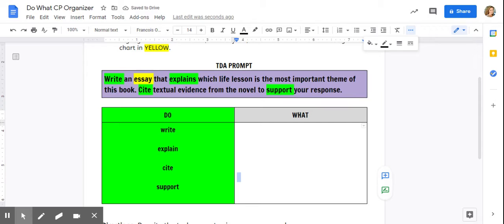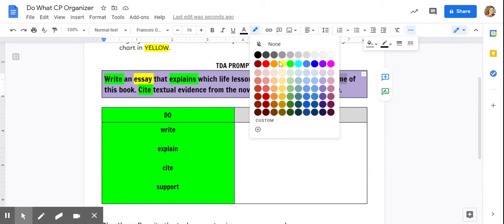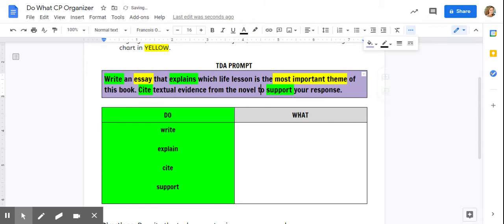Okay. Then we have the verb explains. Explains what? What are we going to have to explain? So which life lesson is the most important theme? I'm going to highlight most important theme. That phrase right there. That's what we're going to have to explain in the essay.